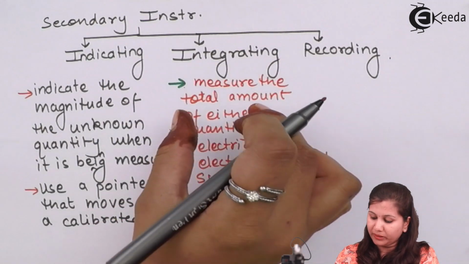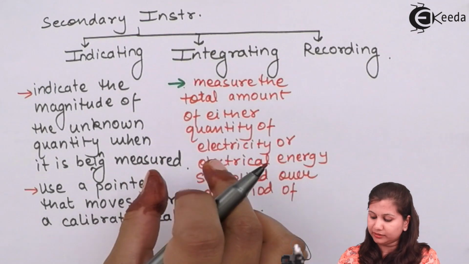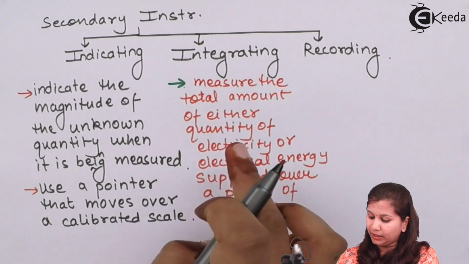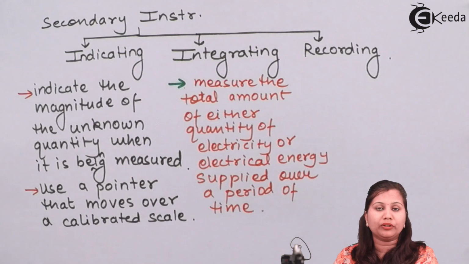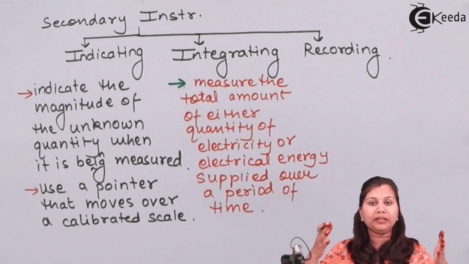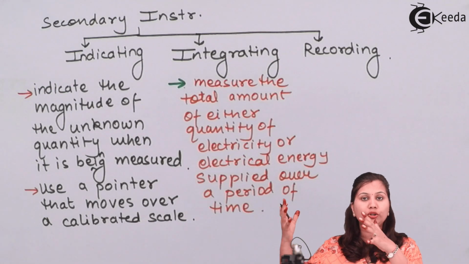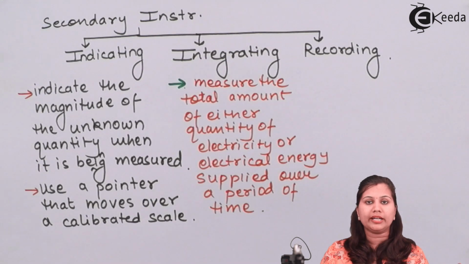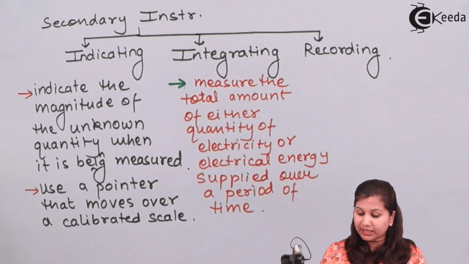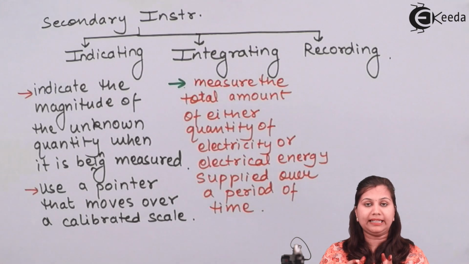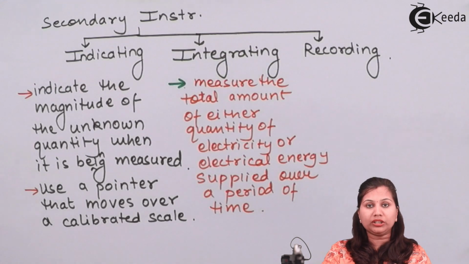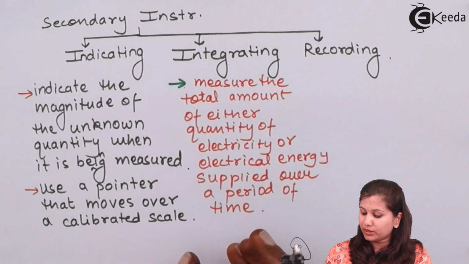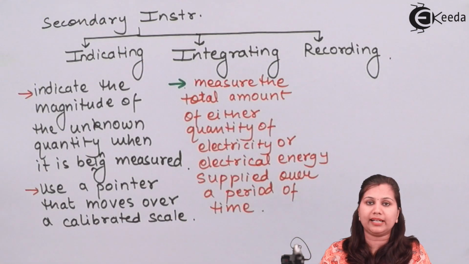So integrating instruments measure the total amount of either the quantity of electricity provided over a period of time, or the amount of electrical energy supplied over a period of time. Over a period of time, suppose for 1 hour or 2 hours, we are measuring how much electricity is supplied to the instrument. So we are calculating the total amount here. We are integrating the total amount, or the total area under the curve. Instruments that do this integration are called integrating instruments.